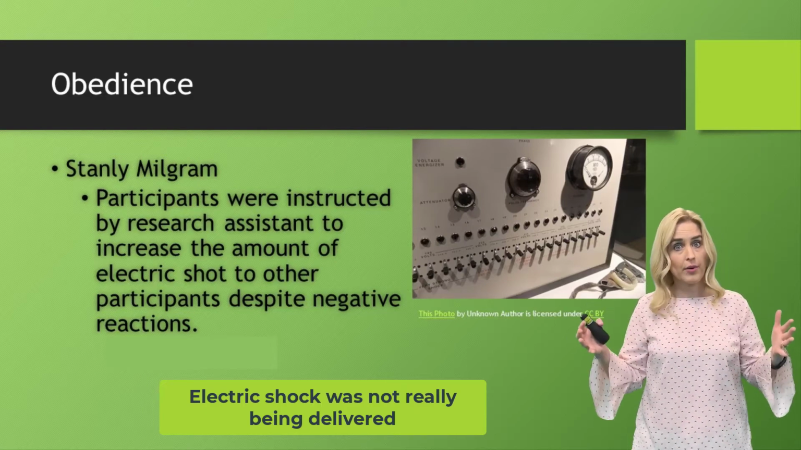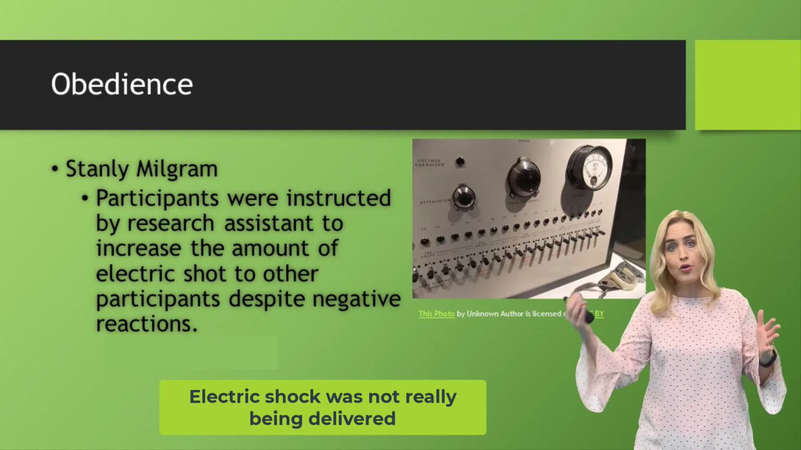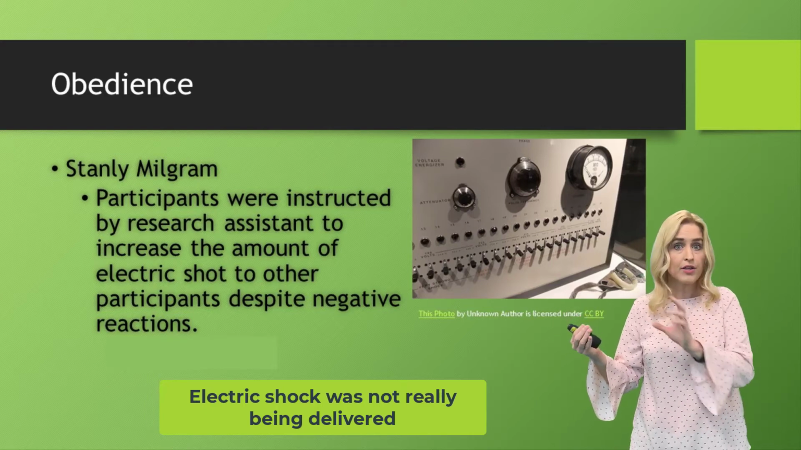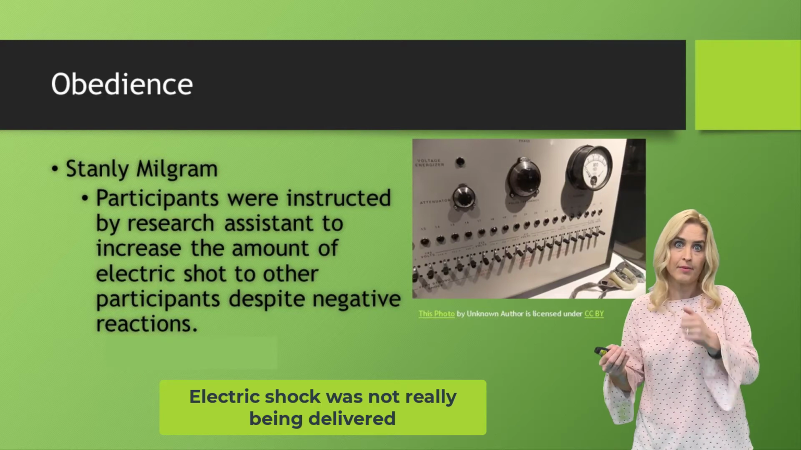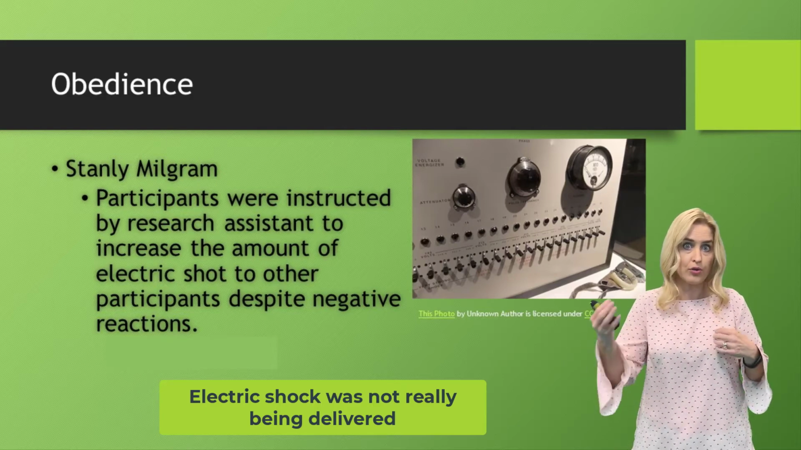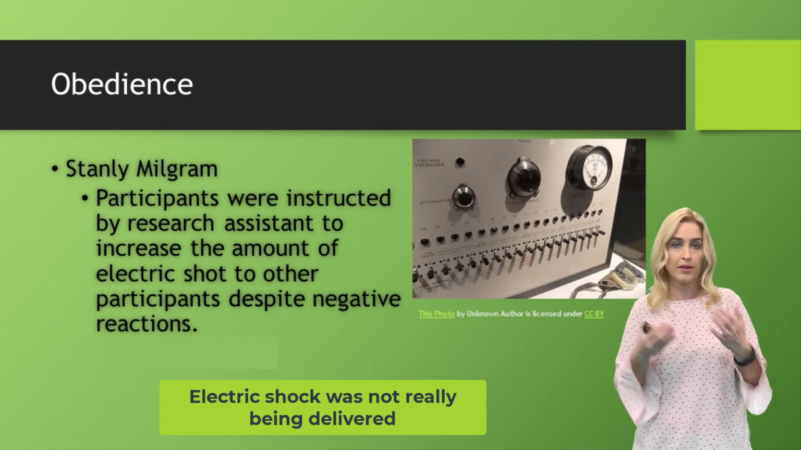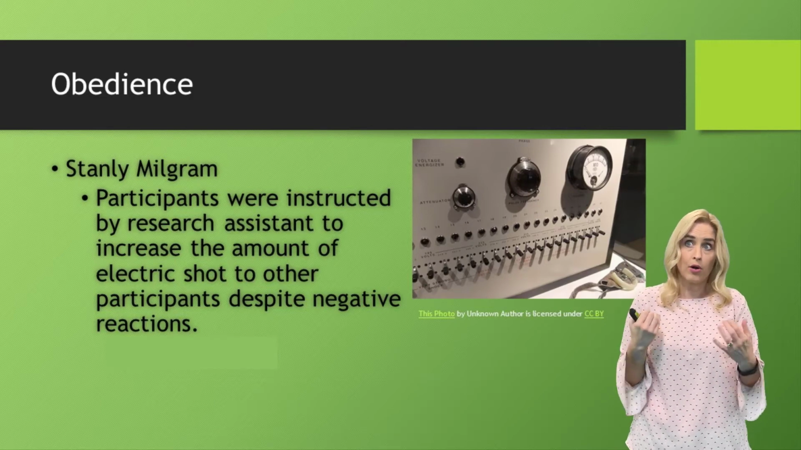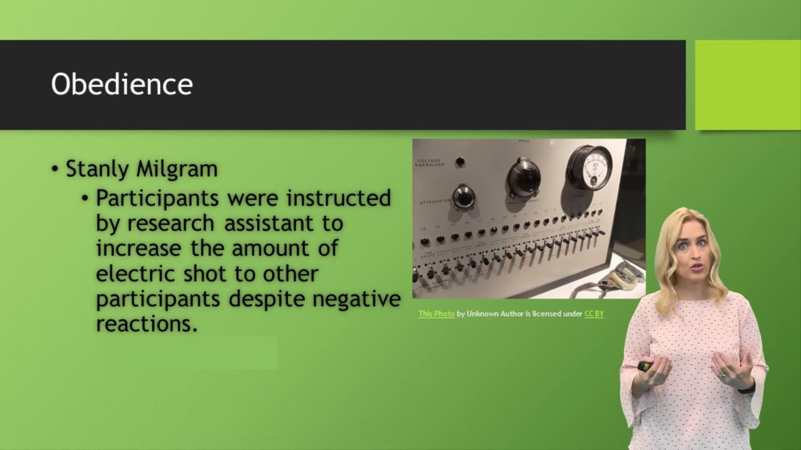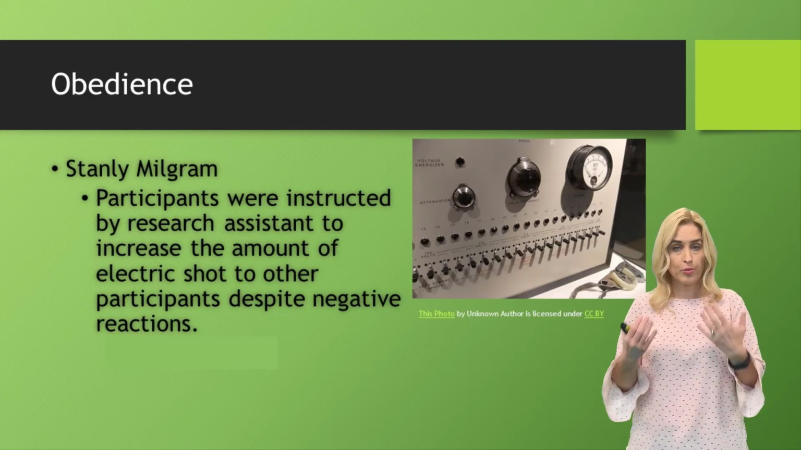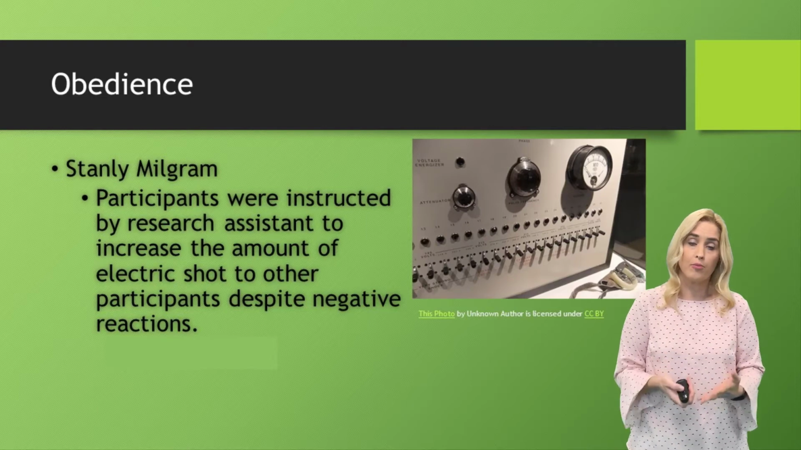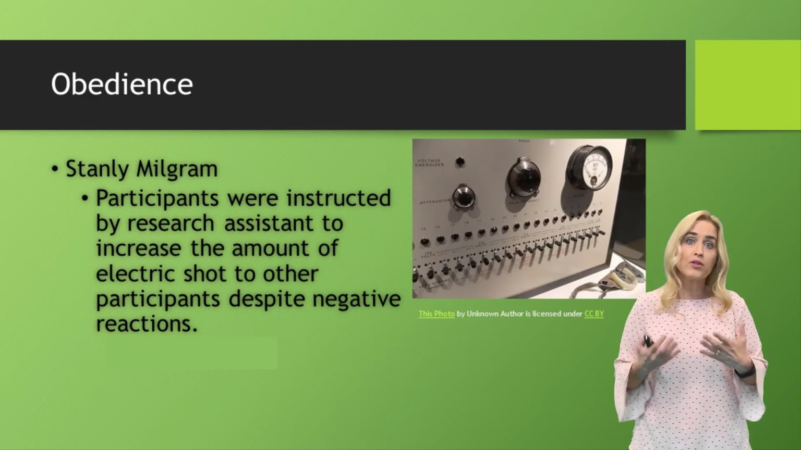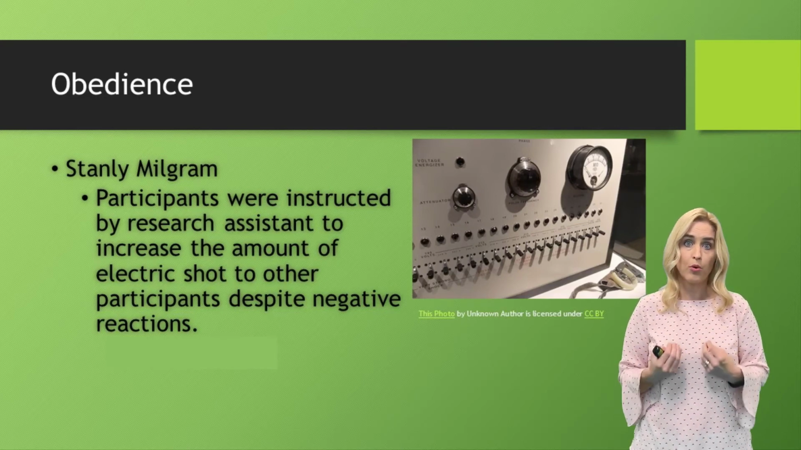Now, on the shock generator, this went from very small 15 volts all the way up to extremely dangerous shock of 450 volts. And on the shock generator, this was shown to the teacher. And every time he or she delivered a shock to the learner, they would see how far they were going up in the shock generator. They would also hear the learner through the wall expressing how hurt they were by this. And when the teacher would protest, the researcher or the person dressed as the researcher would have to give prods to the teacher saying, "You must continue. This experiment must continue." Most of the teachers did protest at one point or another.